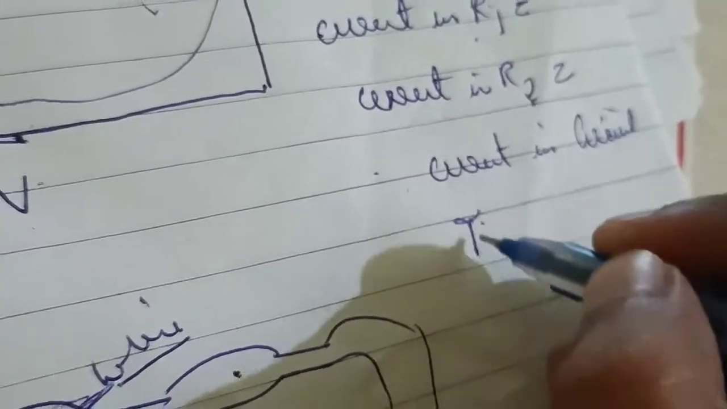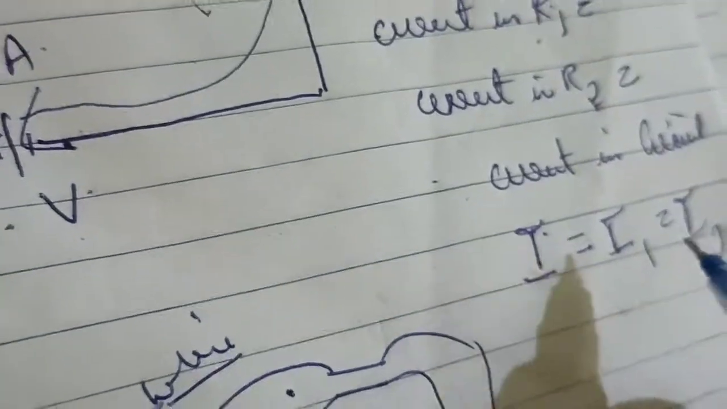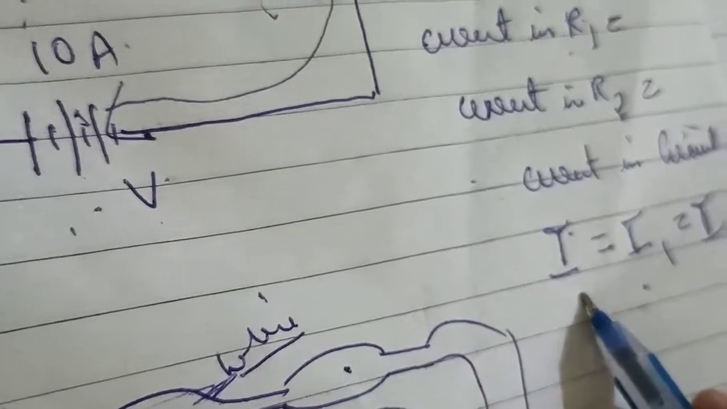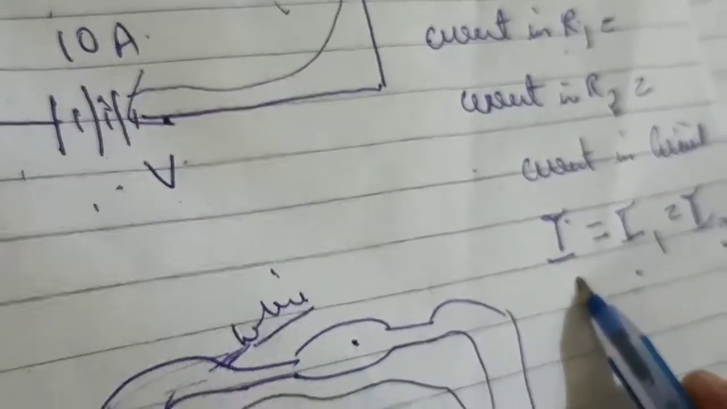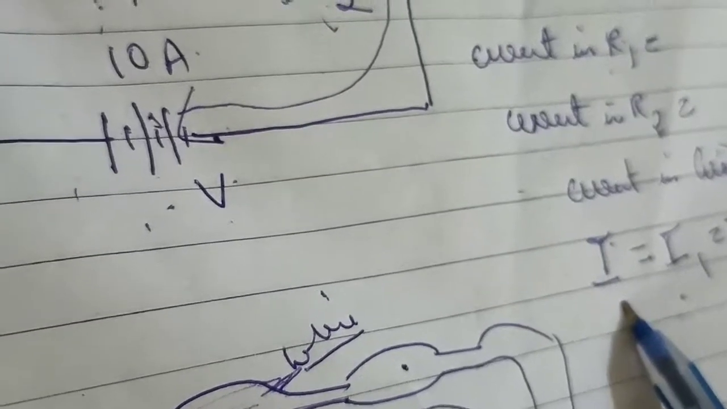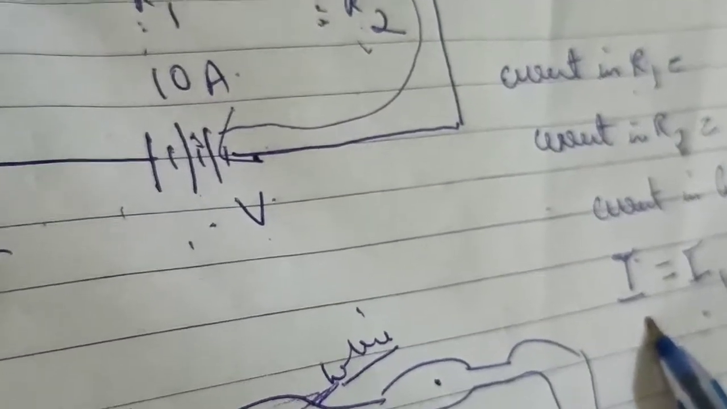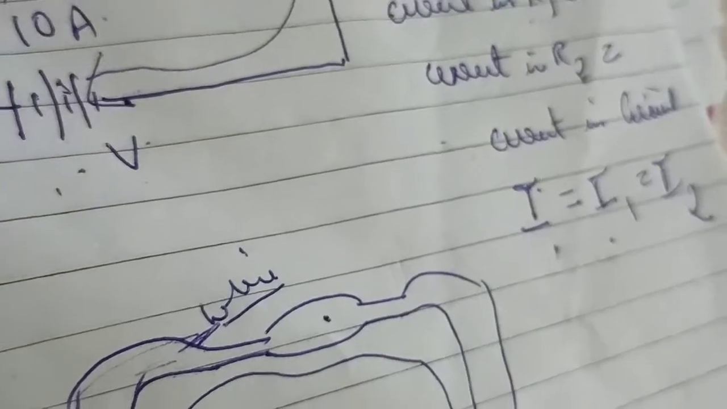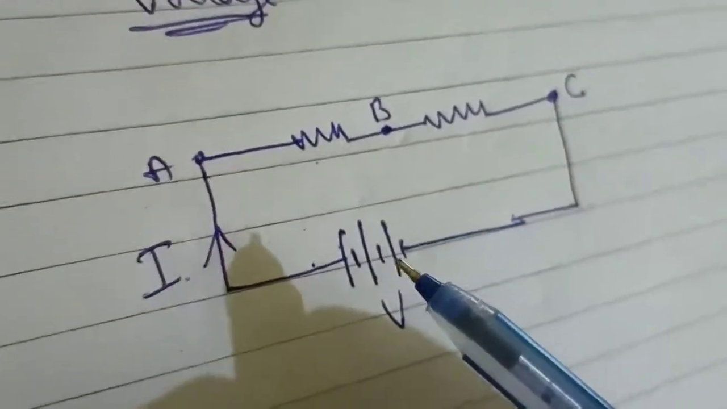So how can you write? I equal to I1 equal to I2. So this is your current. Remember, current remains the same. Okay, current will not be reduced. Now next we'll see about the voltage. So let's talk about the voltage now.